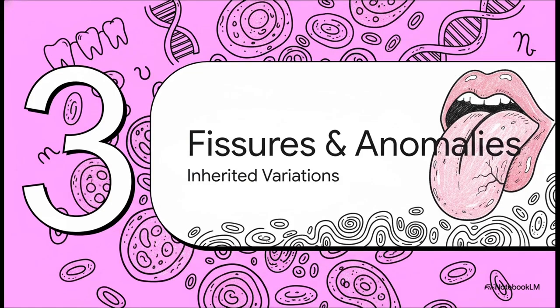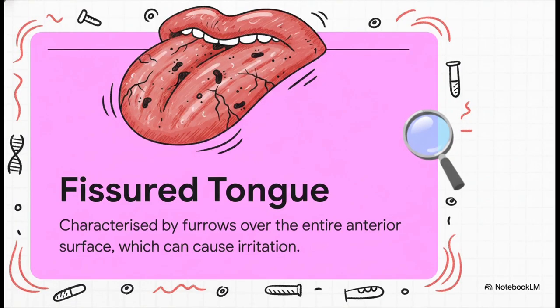Section 3. Fissures, folds, and anomalies. So let's zoom in on those inherited variations for a second and look at fissured tongue. Clinically, you might hear this called scrotal tongue or lingua dissecta. It's essentially characterized by a main anteroposterior furrow with other grooves stretching laterally right across the front surface. And here's the catch. Because of these deep folds, bacteria and food debris can get easily trapped inside those fissures. As you can imagine, that causes some pretty significant irritation or even a really uncomfortable burning sensation for the patient.